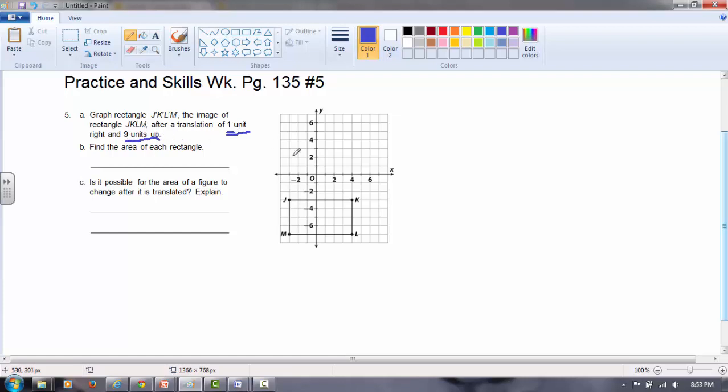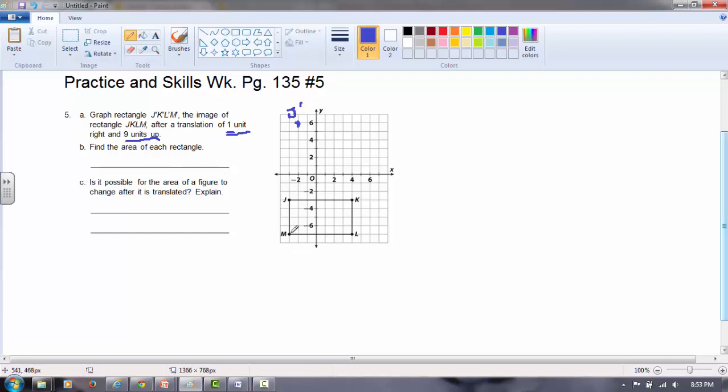So let's start off with J right here. And we're going to go 9 units up. So 1, 2, 3, 4, 5, 6, 7, 8, 9. Okay, so that's 9 units up and then 1 unit to the right. So we'll shift over to the right. We're going to mark that, and let's label it J prime.